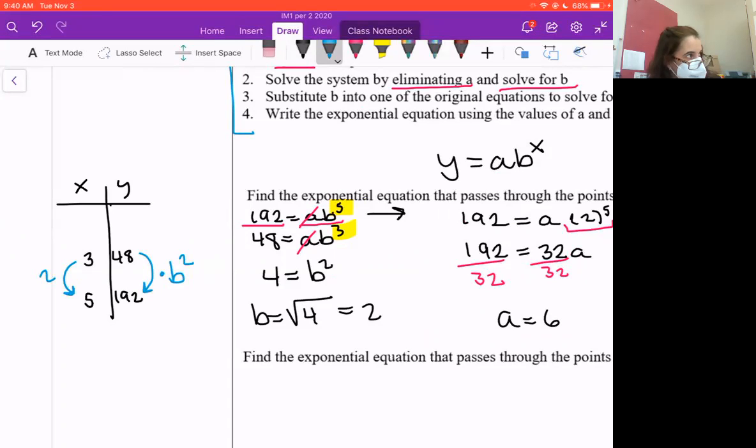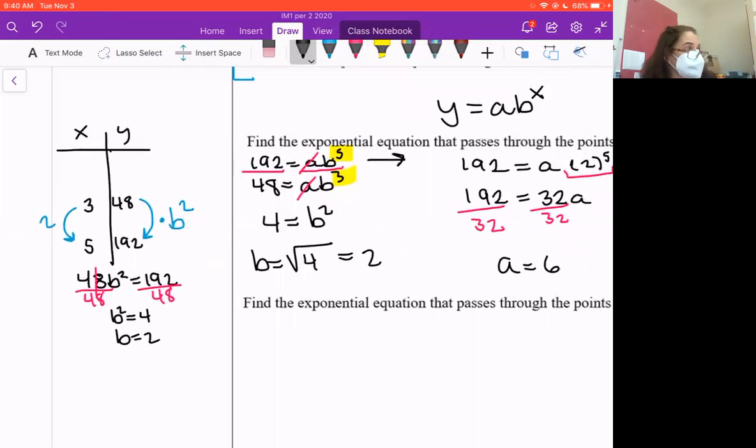So now I can set up my equation right here. 48 times b squared has to be 192. So there's the equation I'm going to solve. By the way, that's the same equation that I'm going to get over here after I divide by 48. So I divide both sides by 48 here. And I'm right back where I am on the other side there. B squared is 4, so B is 2. Okay, so I get the exact same value for B.